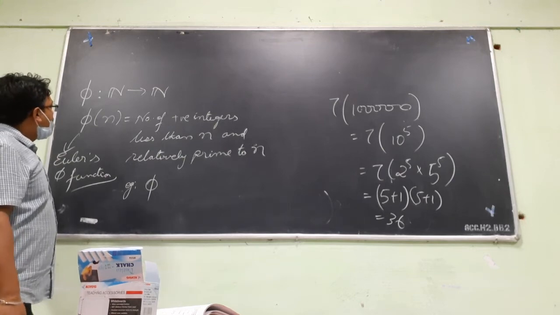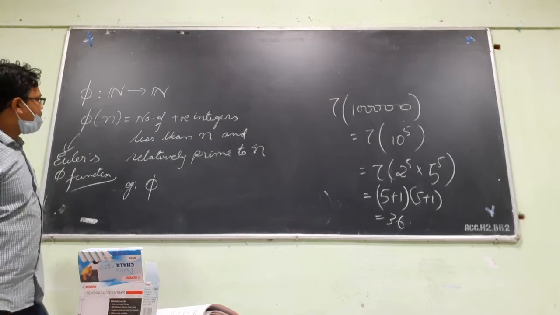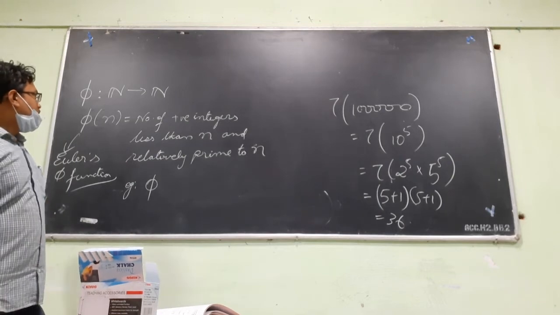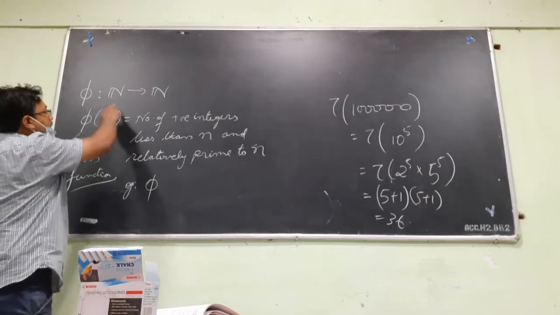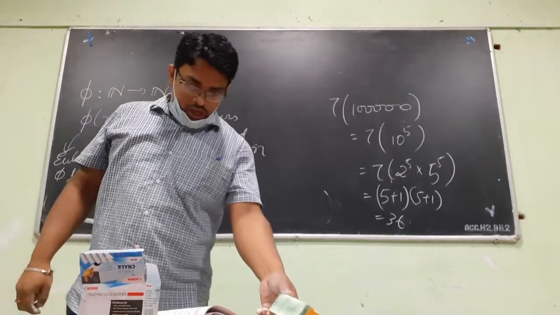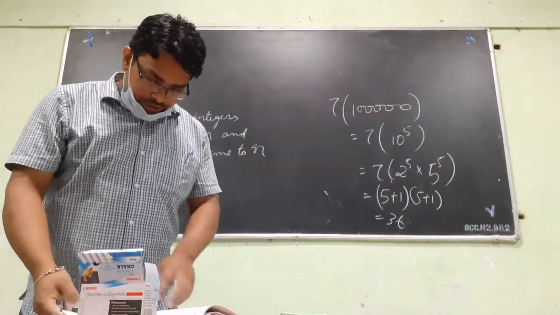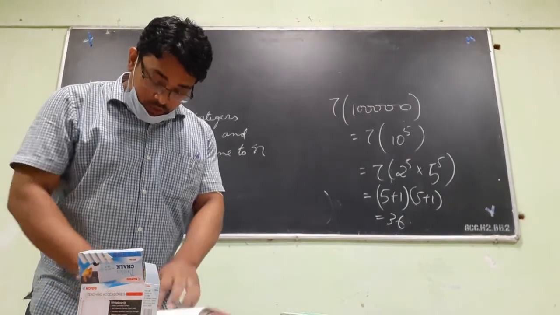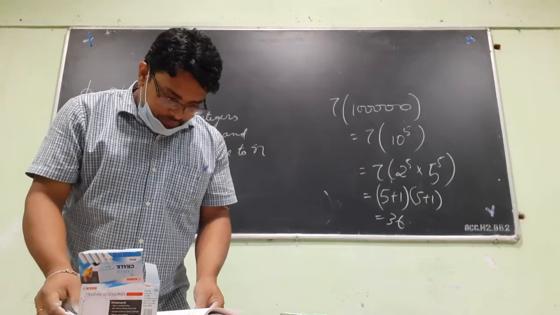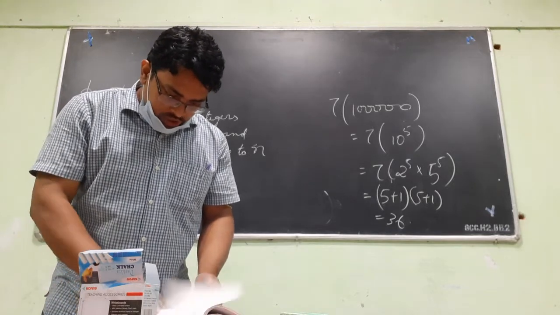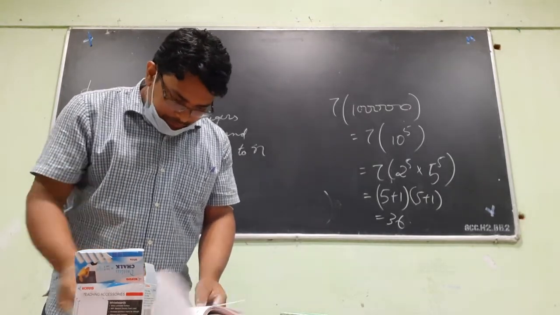For one, it's not defined. It means it's defined to be the number of positive integers less than n. So this has to be defined for n greater than or equal to 1, because for 1 there is no such positive integer, right? We have to modify the domain.